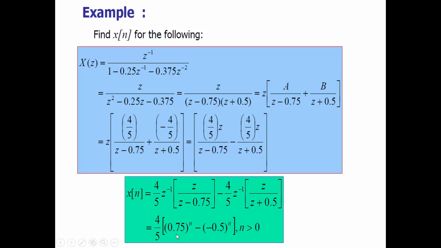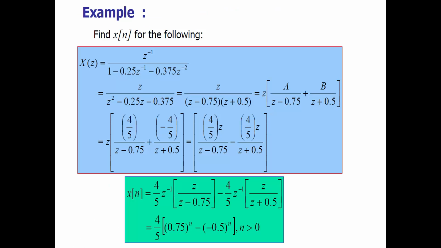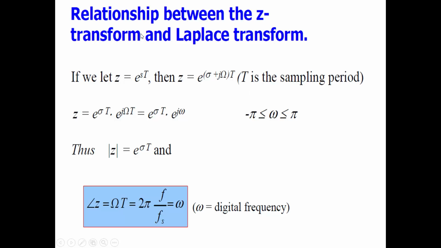Let's say this is 0.75 to the power n minus 4 by 5, taken common, and this will be equivalent to minus 0.5 to the power n. Actually, this property of the Z transform is used here: alpha to the power n u[n] is 1 over 1 minus alpha z to the power minus 1, and we can recover the sequence back.